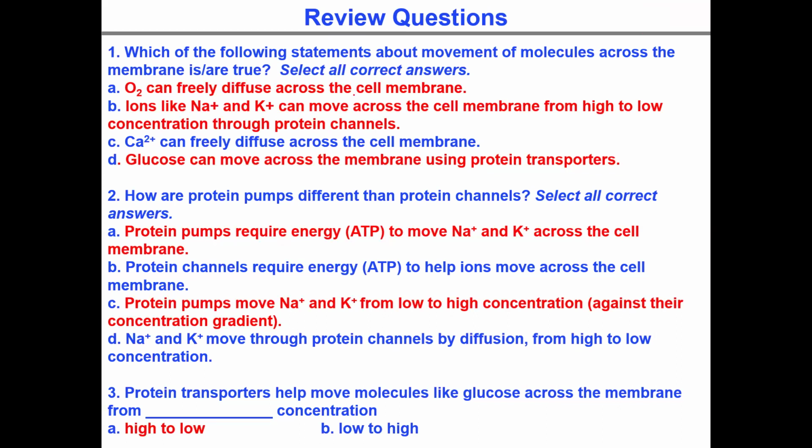All right, and welcome back. One of the ones I'm going to focus on is number 3. Protein transporters help move molecules like glucose across the cell membrane from high to low. So in this case, this is using our passive transport. It does not require any energy. Unlike our protein pumps, which are going to require ATP energy, and they're going to be moving against their concentration gradient. So make sure you know the difference between active and passive transport.